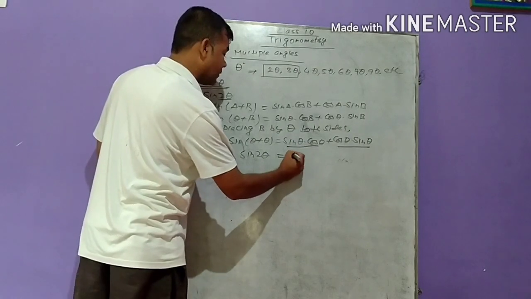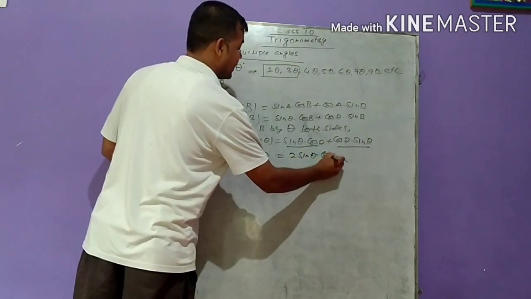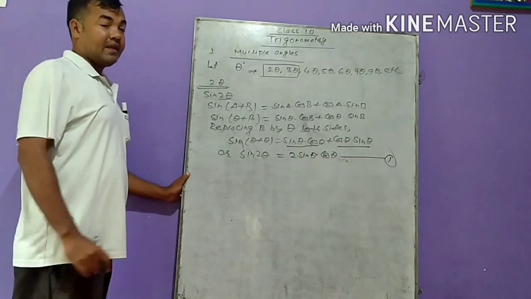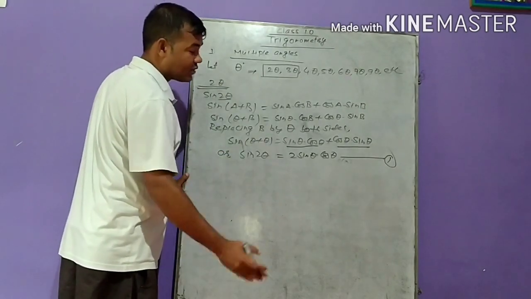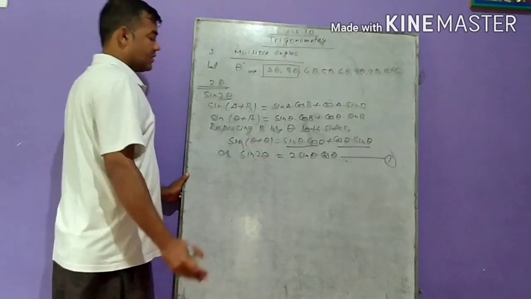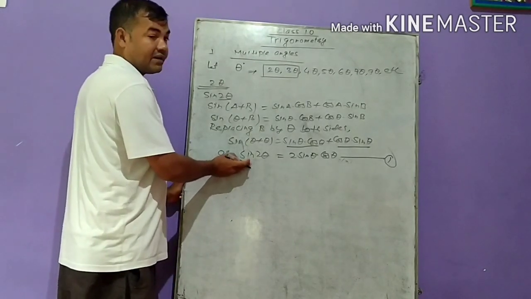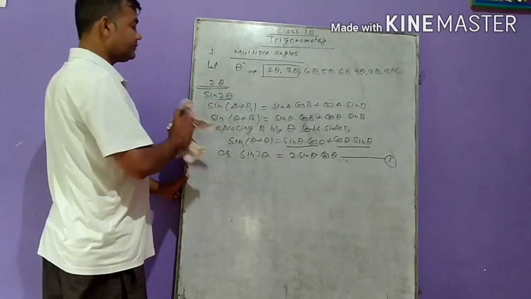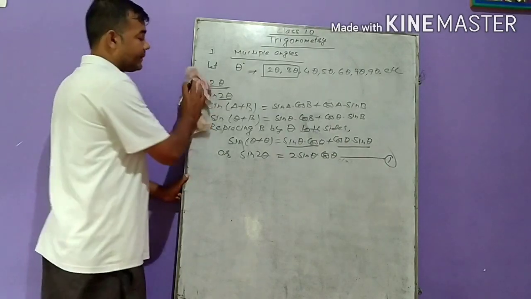So after adding them, what did we get? We got sine 2 theta equals 2 sine theta into cos theta. This is our root formula of sine 2 theta. And now we can transform this sine 2 theta into tan theta also, cot theta also. So let's work out the transformation of sine 2 theta into various trigonometric identities. I hope you have got this relation and how I have derived it.